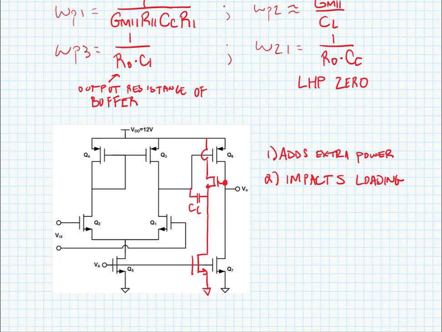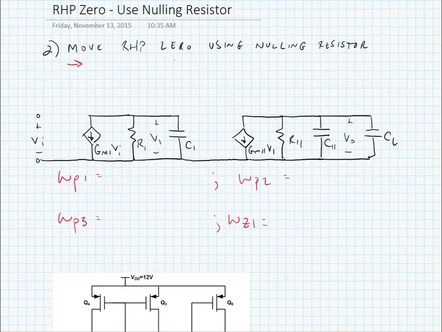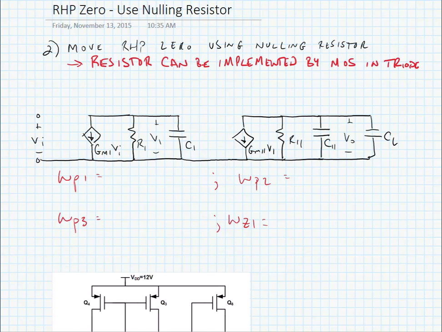So let's look at a slightly different solution. We're going to move the right half plane zero by adding what we're going to call a nulling resistor. Let's remember our nulling resistor can be implemented with a MOS transistor in the triode region. So here's what our solution looks like. We're going to add the compensation capacitor, and we're going to add a resistor in the compensation path. So here we have CC, and we have our nulling resistor. We'll call it RZ.